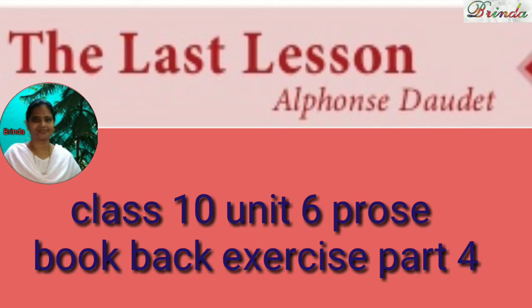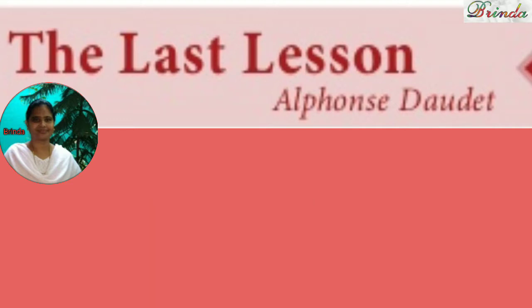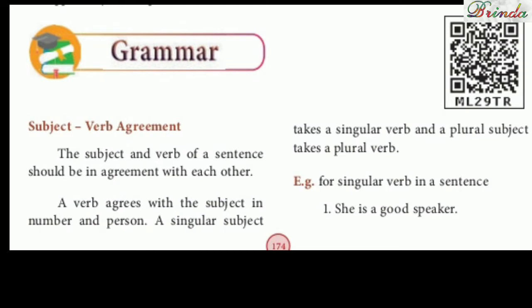Dear children, already we have done all the exercise except grammar. Now today we are going to do the grammar part, page 174. Subject verb agreement. So what is subject verb agreement? The subject and verb of a sentence should be in agreement with each other. A verb agrees with the subject in number and person. A singular subject takes a singular verb and a plural subject takes a plural verb. Singular subject takes singular verb. Plural subject takes plural verb.